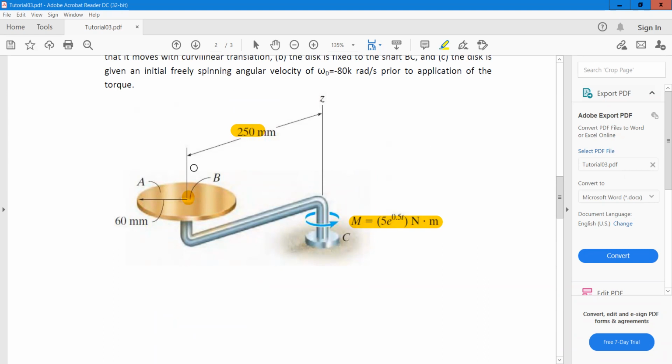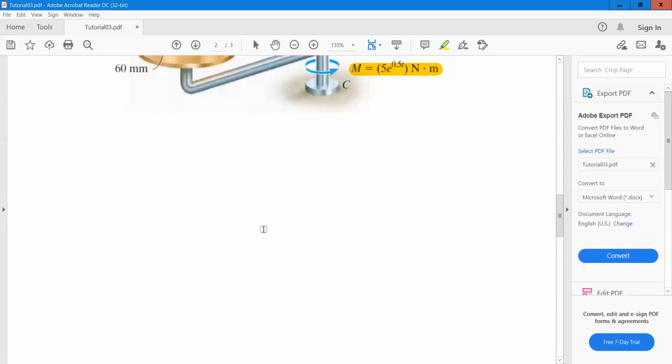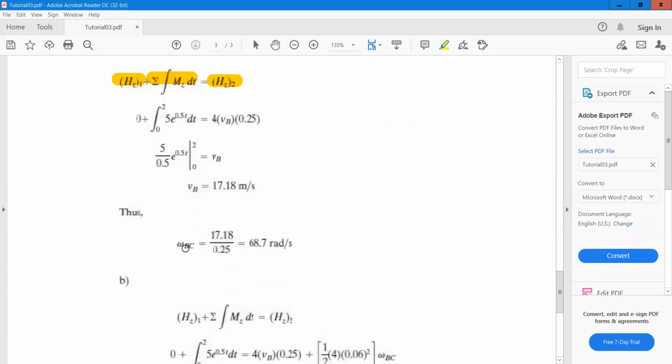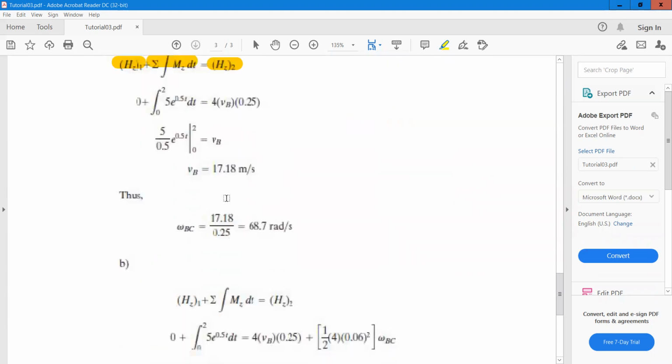The velocity of B is equal to this length, 250 millimeter, times omega. So omega is equal to the velocity of B divided by its R. Okay, so for part A, it's equal to 17.18 divided by 0.25. Clear? Is it clear, part A?